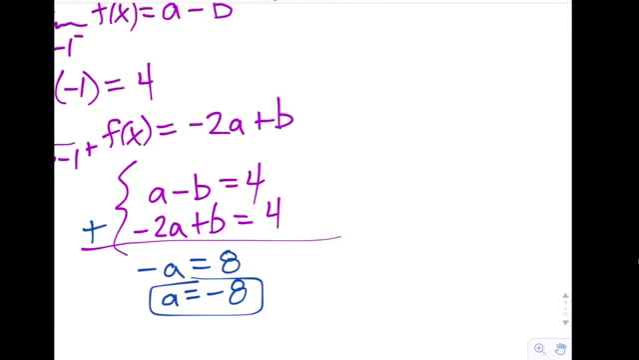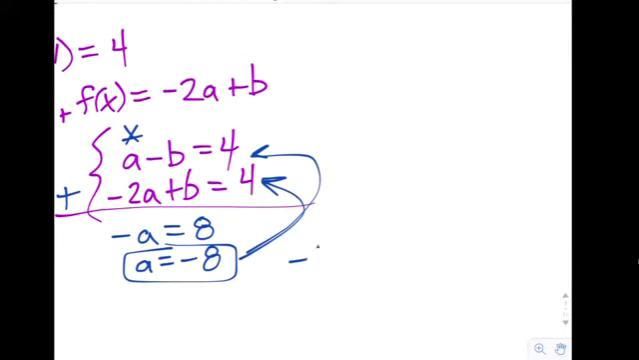So how do we find b? Plug it in, right. You can plug it back into either one of the originals. They both work. I'll probably choose the top one just because the coefficients look a little friendlier. So you're going to have -8 minus b equals 4, and so b would equal -12.